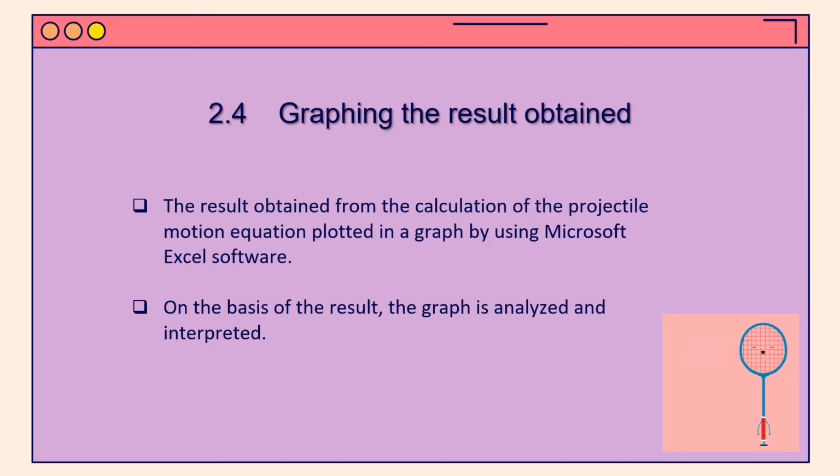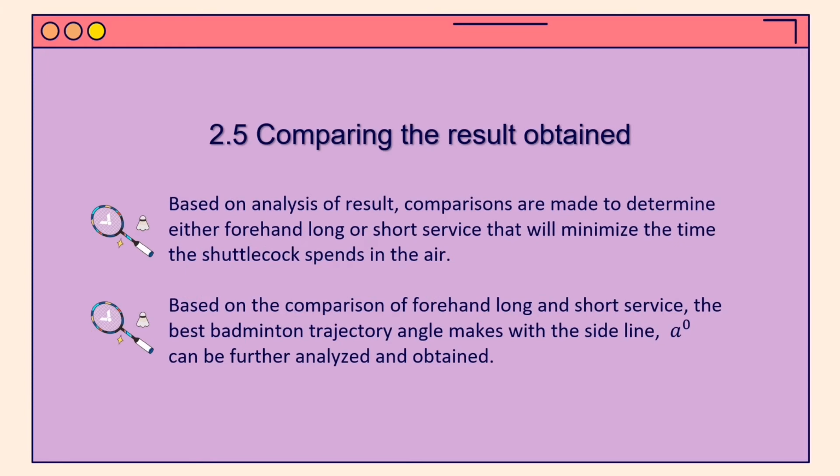On the basis of the result, the graph is then analyzed and interpreted. Based on analysis of the result, comparisons are made to determine whether forehand long or short service will minimize the time the shuttlecock spends in the air. Based on the comparison of forehand long and short service, the best badminton trajectory angle mixed with the sideline can be further analyzed and obtained.